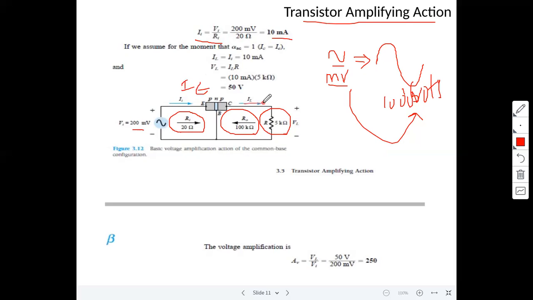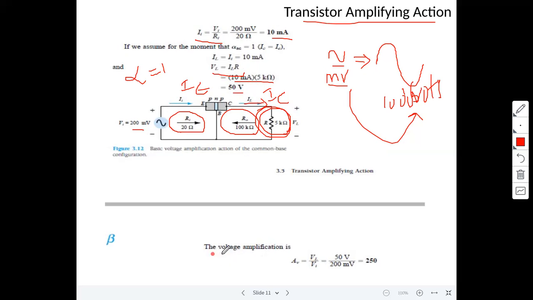What about collector current, output current? Output current, if you neglect the base, or consider alpha is equal to 1 here, IE is equal to IC. Now IC is also 10 milliamperes. What about the load resistor here? Load resistor is 5 kilo ohm, so 5 kilo ohm is the output resistor. So the output voltage is equal to IL into R. So 10 milli into 5K, that is equal to 50 volts.